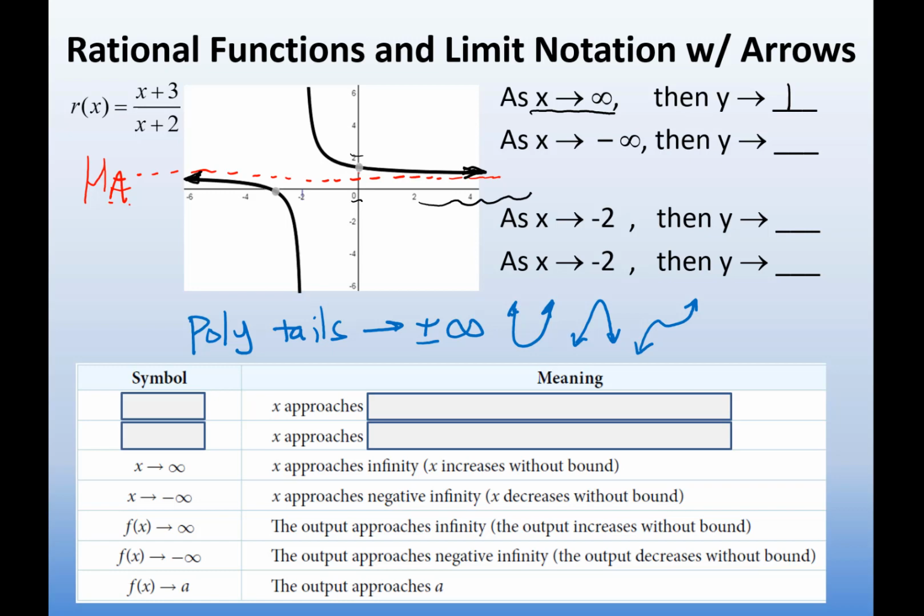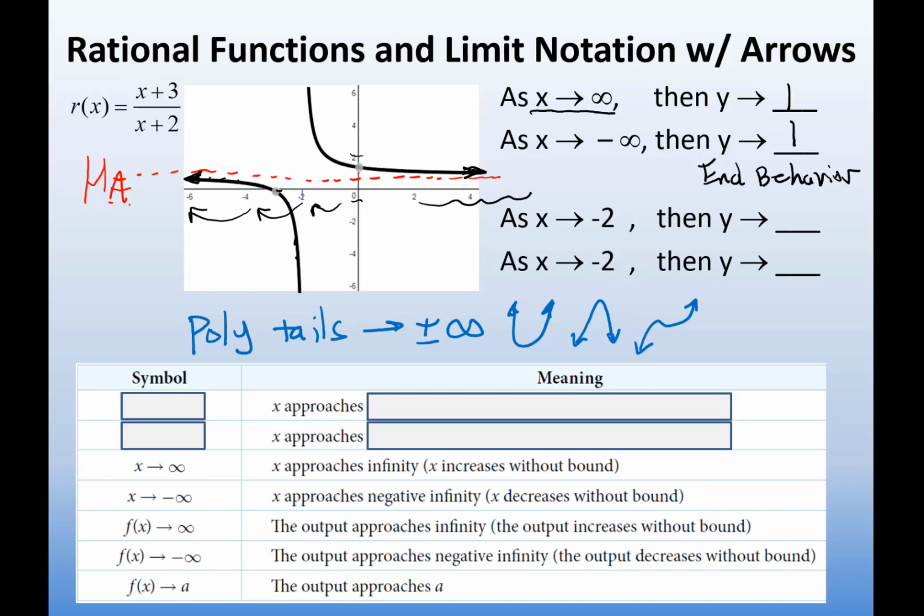But what happens when x goes the other way? X goes this way. X gets bigger and bigger in that direction. Each time, y's are coming up, up, up, but they're leveling out. They're leveling out also at 1. So the end behavior here is described as y going to 1.